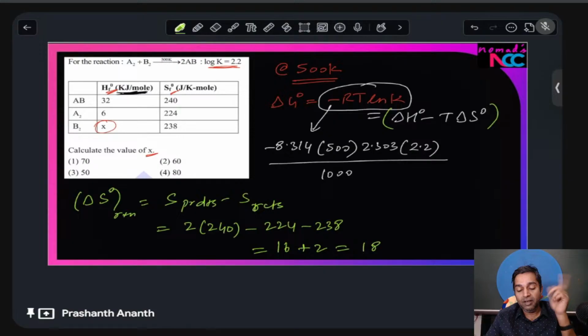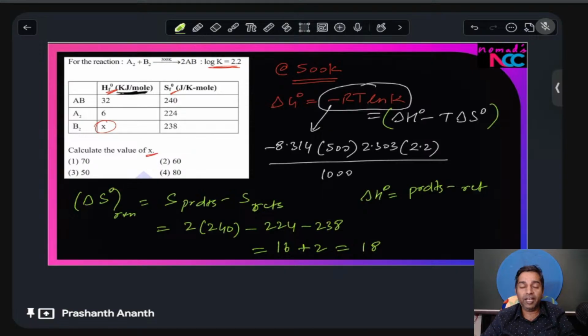Why did I say 16? Because 240 minus 224 is 16. 240 minus 238 is 2. So 16 plus 2 works out as 18 over here. So S naught of the reaction is done. Delta H naught of the reaction, let's plot that off also directly over here. So delta H naught is again products minus reactants.